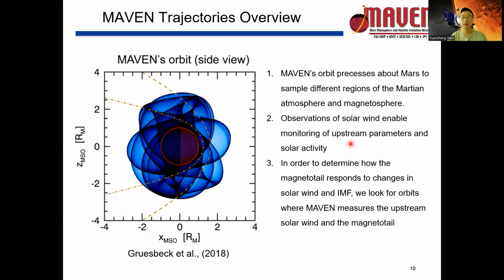and observations of the solar wind can help us monitor upstream solar wind parameters and solar activity. So in order to study how the magnetotail responds to changes in solar wind and IMF, we look for orbits where MAVEN can measure both the upstream solar wind and the magnetotail.